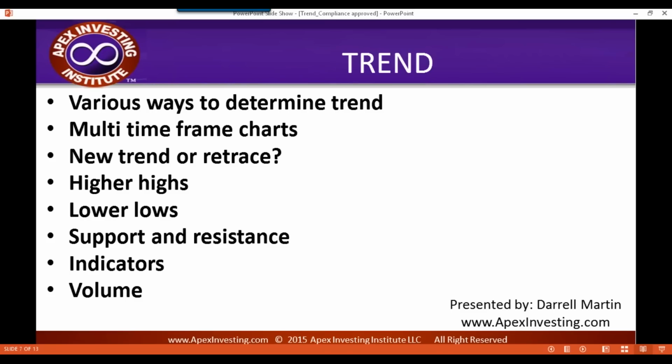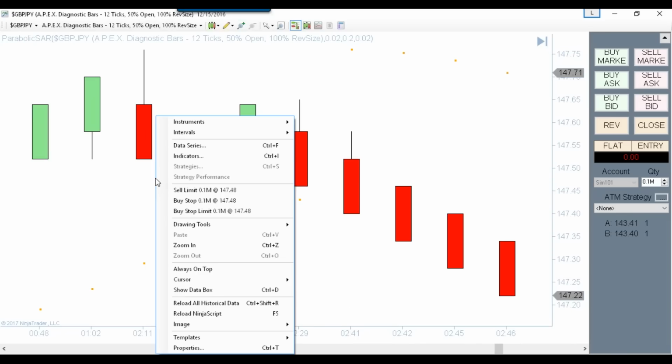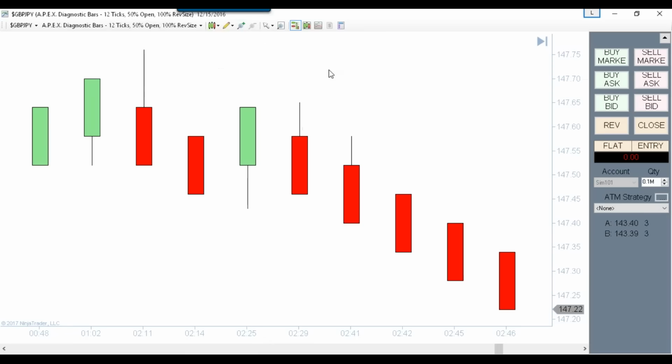So I'm going to start off here just real quick. I'm going to pull up a chart of the pound yen, okay? And what I want to do, let me just get rid of this real quick. Just want to walk you through a couple little basics here.